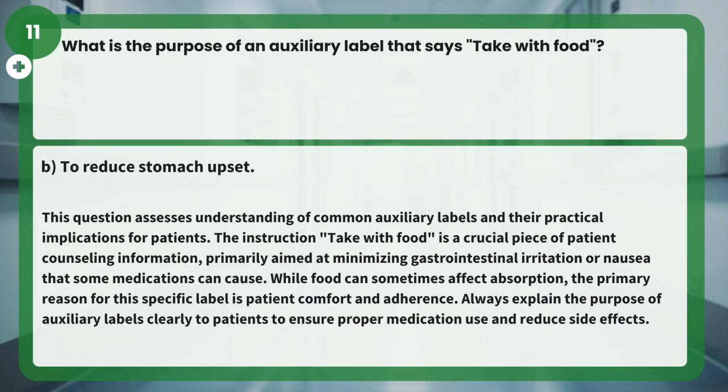Answer B. To reduce stomach upset. This question assesses understanding of common auxiliary labels and their practical implications for patients. The instruction "take with food" is a crucial piece of patient counseling information, primarily aimed at minimizing gastrointestinal irritation or nausea that some medications can cause. While food can sometimes affect absorption, the primary reason for this specific label is patient comfort and adherence. Always explain the purpose of auxiliary labels clearly to patients to ensure proper medication use and reduce side effects.